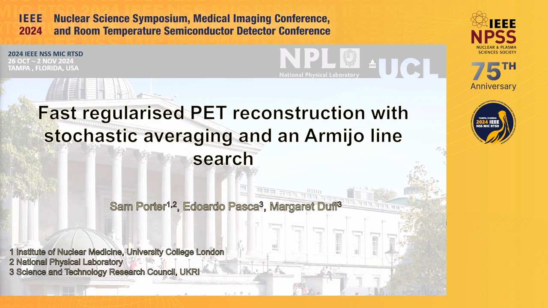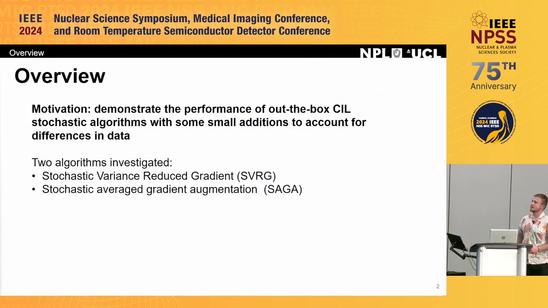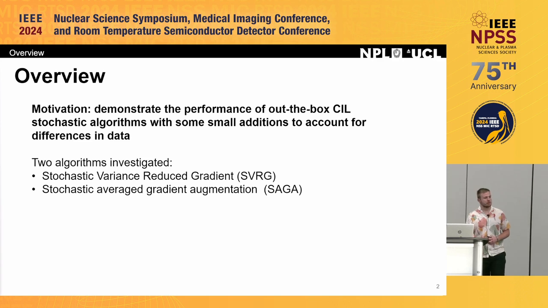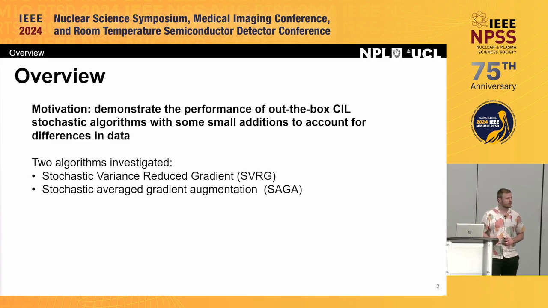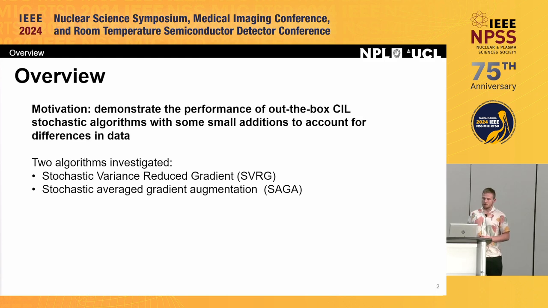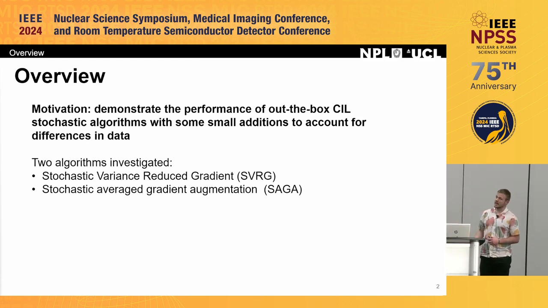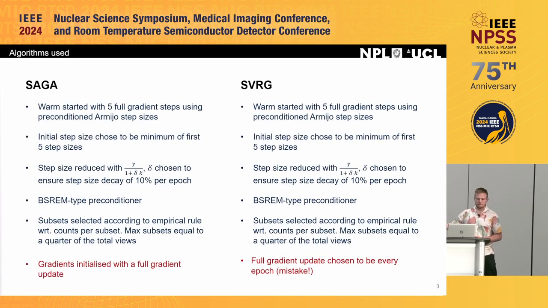Okay, so yes, a presentation on fast regularized PET reconstruction with stochastic averaging and an Armijo line search. We went into this with a motivation to demonstrate the performance of some out-of-the-box stochastic algorithms with just some small additions to account for the differences in data. So we looked at two algorithms that you can get straight from SIRF, SVRG and SAGA. And we set them up in pretty much the same way.